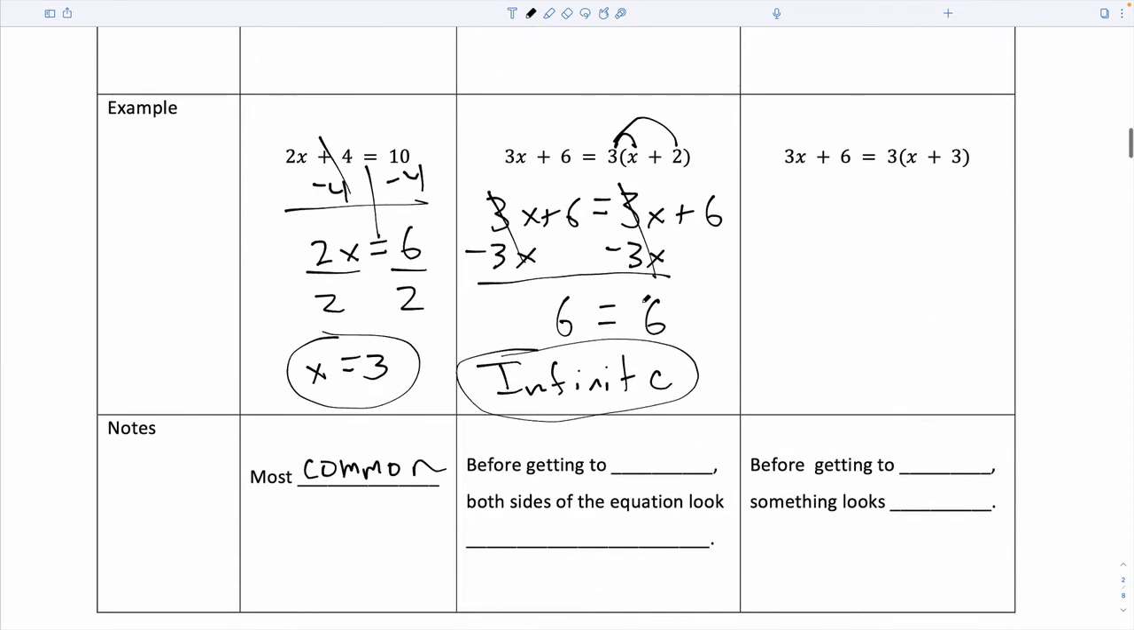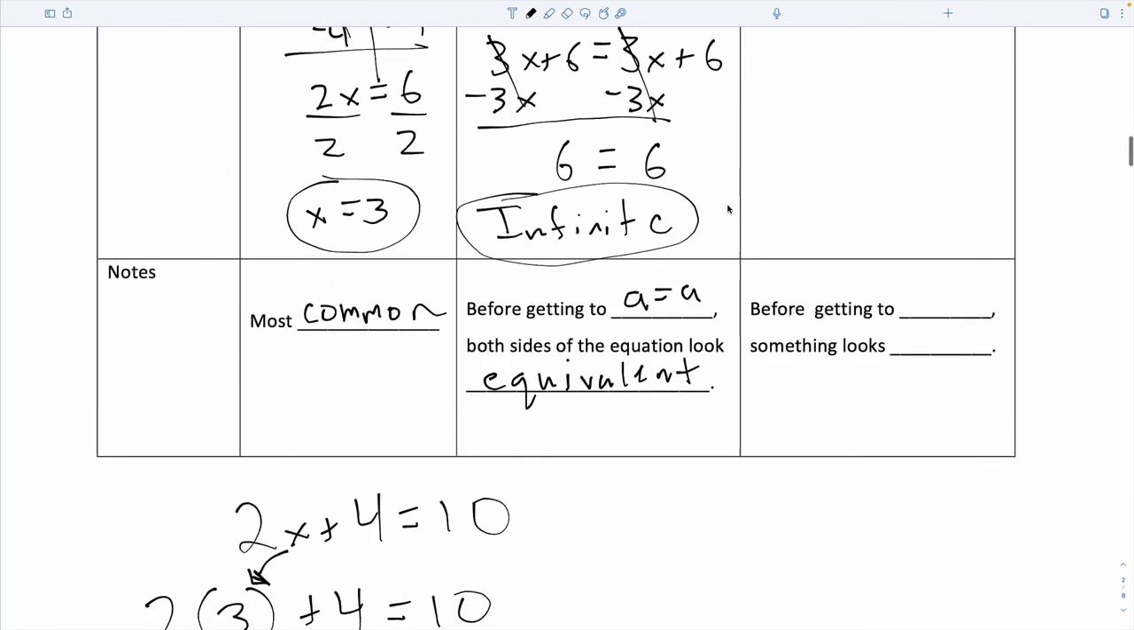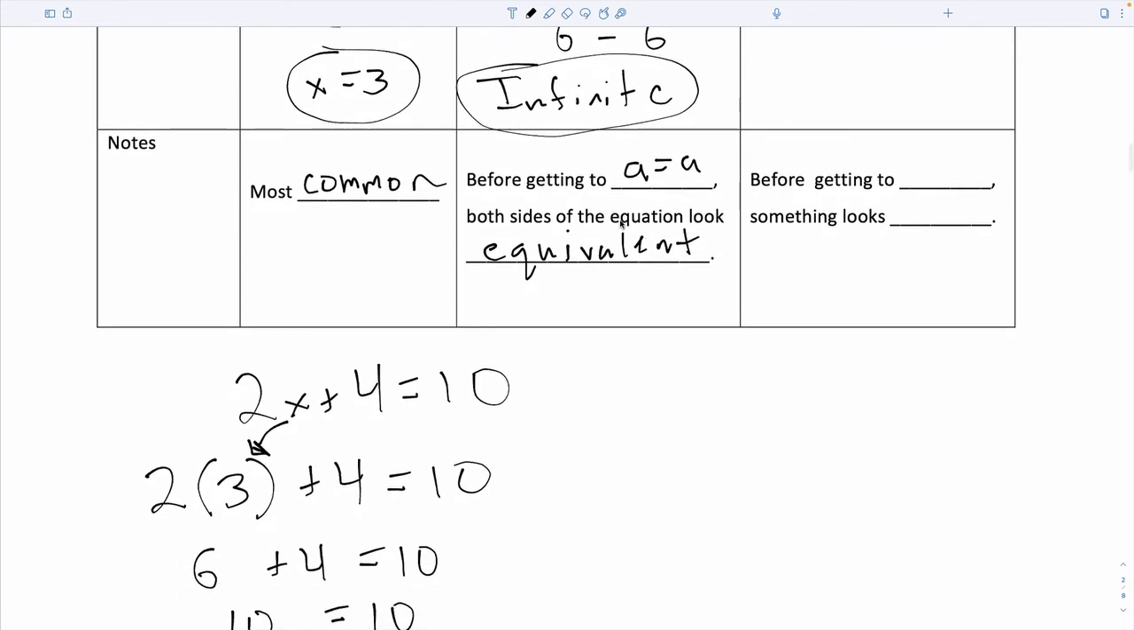And for these, before getting to the answer where it's a equals a, both sides of the equation look equivalent. That's what Avery, I think, pointed out, right? And you're like, wait, it's 3x plus 6 equals 3x plus 6? That is equivalent. That's infinite. You can stop here. Equivalent means the same.